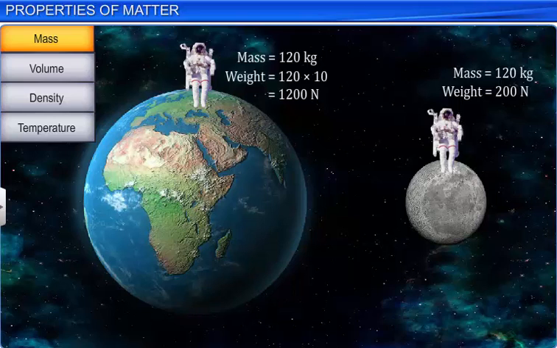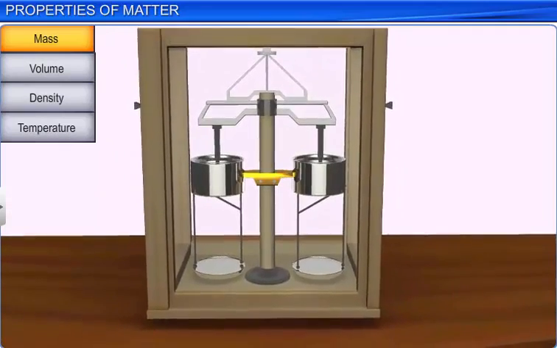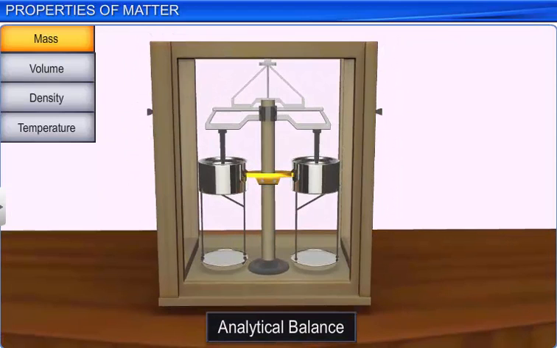For example, a person's mass is 120 kg on Earth and the calculated weight is 1,200 Newton. If you weigh the same person on the moon, his mass would be the same, while the weight would differ. In this case, 200 Newton. This is because the gravitational force of Earth and Moon differ. Mass can be accurately measured with the help of an analytical balance.